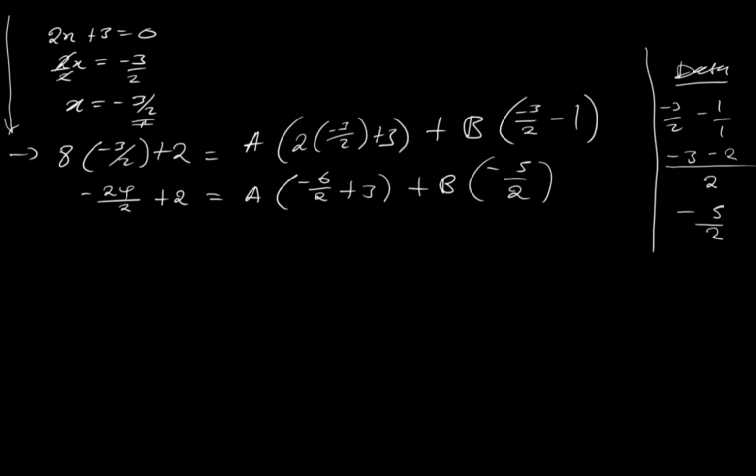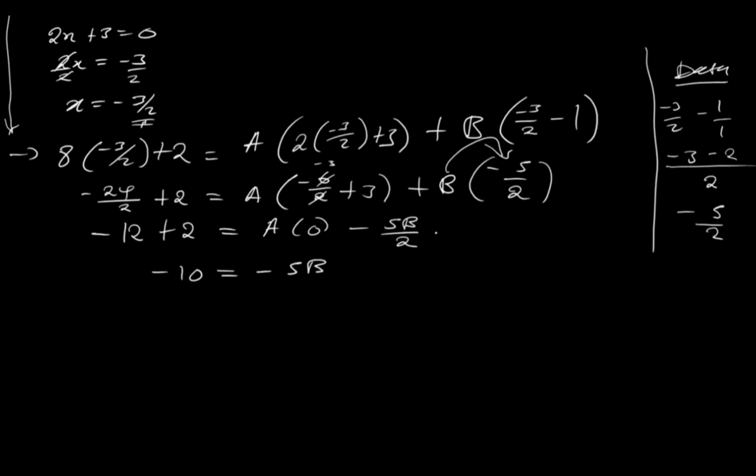So once you have this, you know that 2 can go into 24, and 2 into 24 will give you negative 12, plus 2, is equal to 2 into that, which will give you negative 3, isn't it? Negative 3 plus 3 will give you 0, plus b times that. So let's just write b. If we say b multiplied by negative 5, you have negative 5b over 2. Now negative 12 plus 2 is simply negative 10, is equal to 8 times 0, that's going to be 0. So I'll end up having negative 5b over 2.